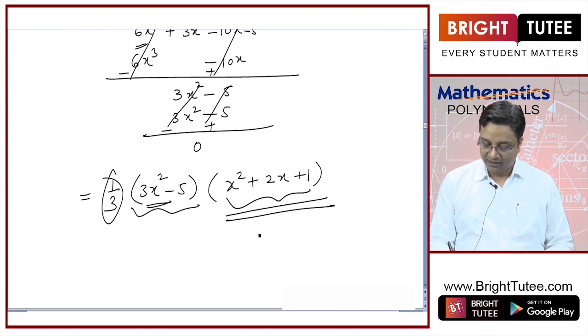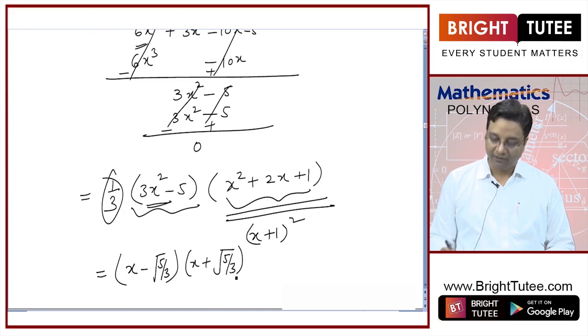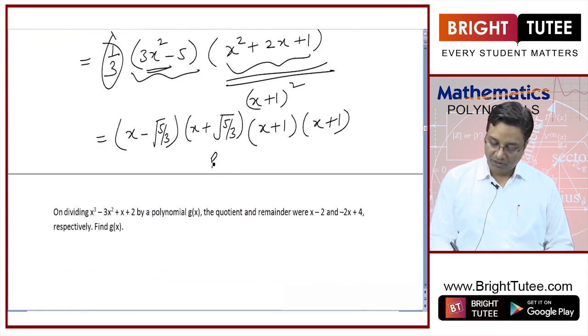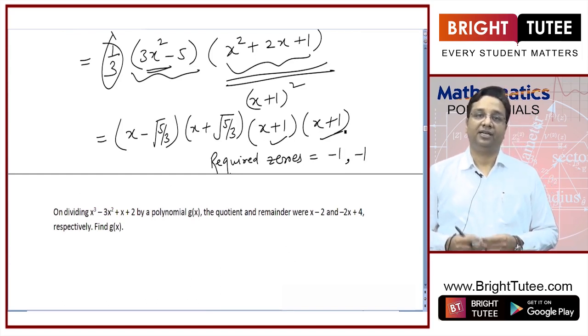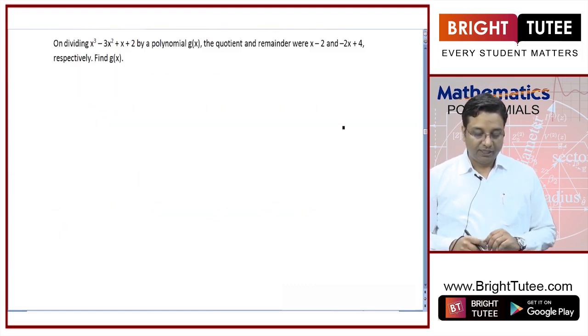As is obviously seen, this is nothing but x plus 1 whole squared. So the factors of this biquadratic can be written like this: x minus root of 5 by 3, x plus root of 5 by 3. These two are already given, and this I can write as x plus 1, x plus 1. Okay. So the remaining or required zeros are minus 1 comma minus 1, because these two brackets will give me same zeros, minus 1 and minus 1. Okay.